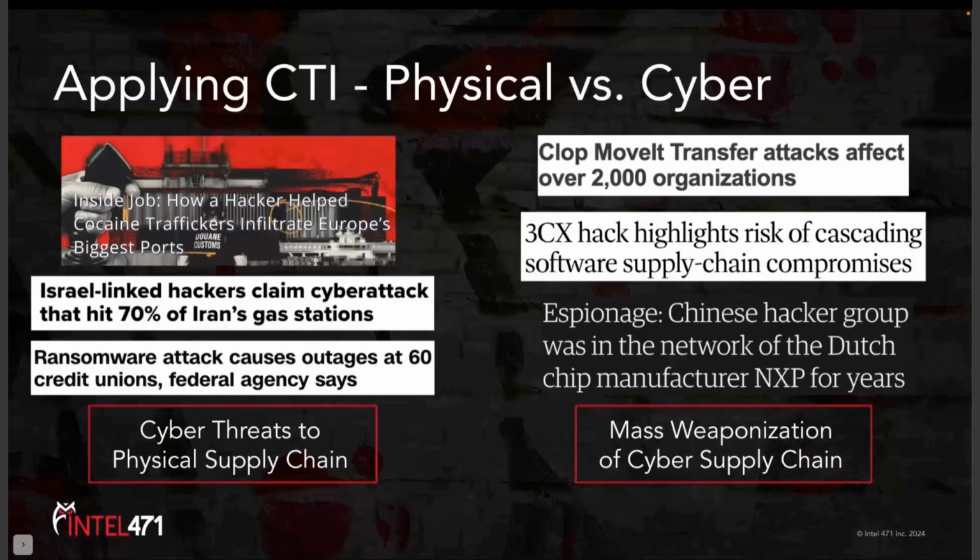So again, a slight distinction there, and sometimes there certainly is overlap, right, where you might see an attack on the cyber supply chain ultimately result in downstream physical impacts. But there are also distinct types of threats that we see in the cyber underground, and it's helpful to keep these things a little bit more separated in our discussion.